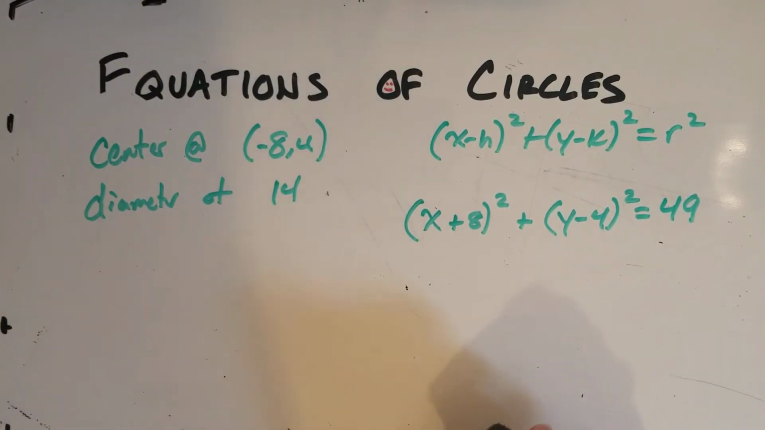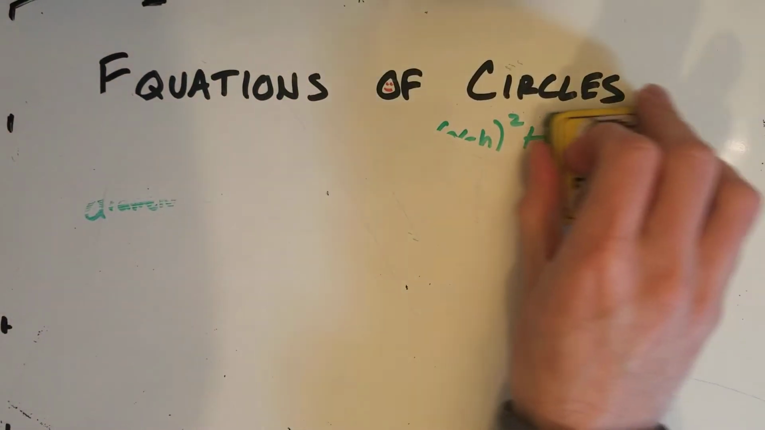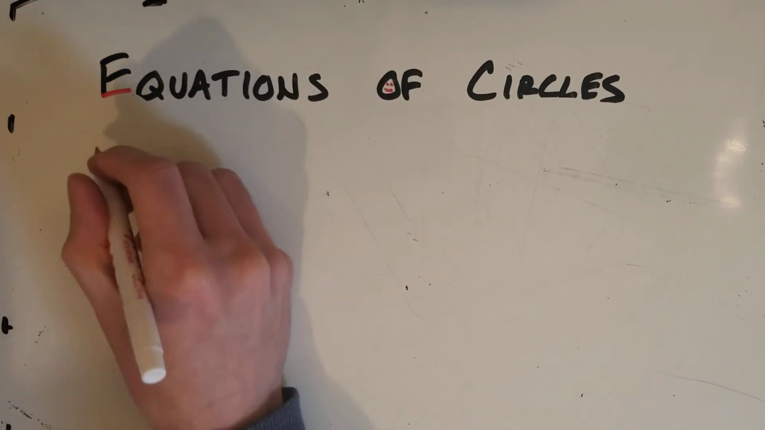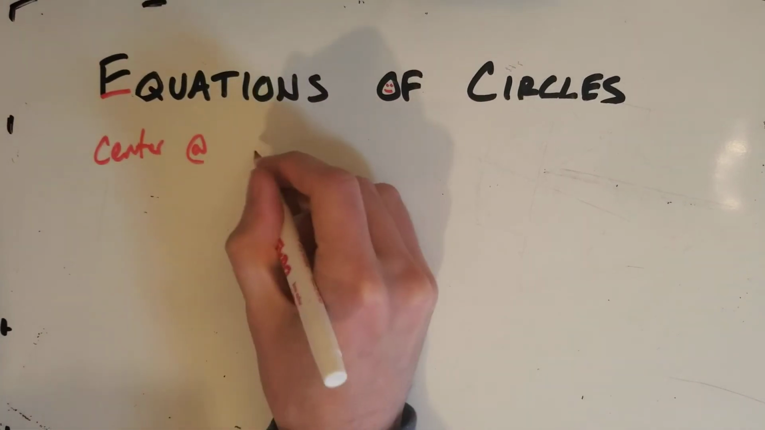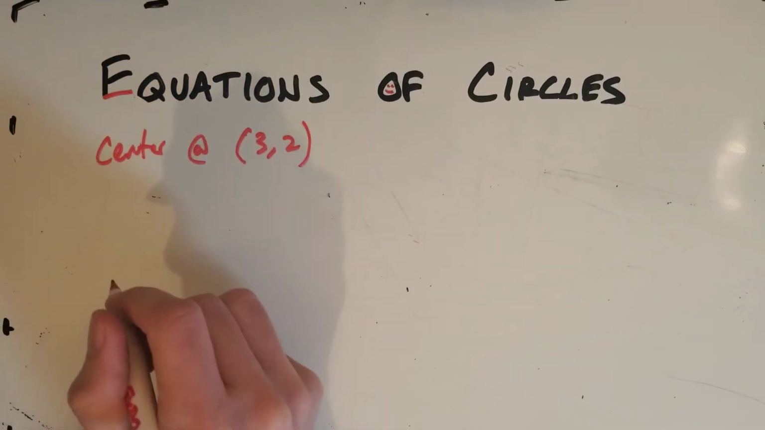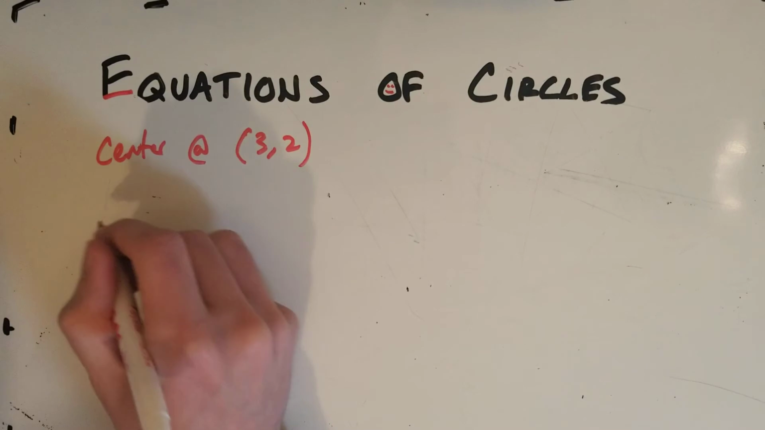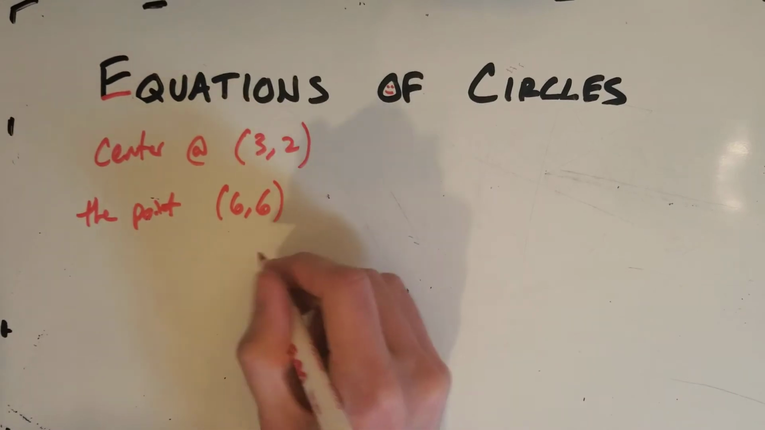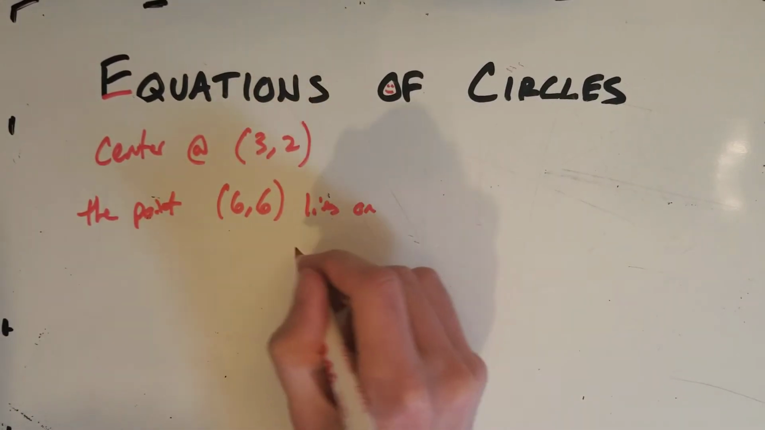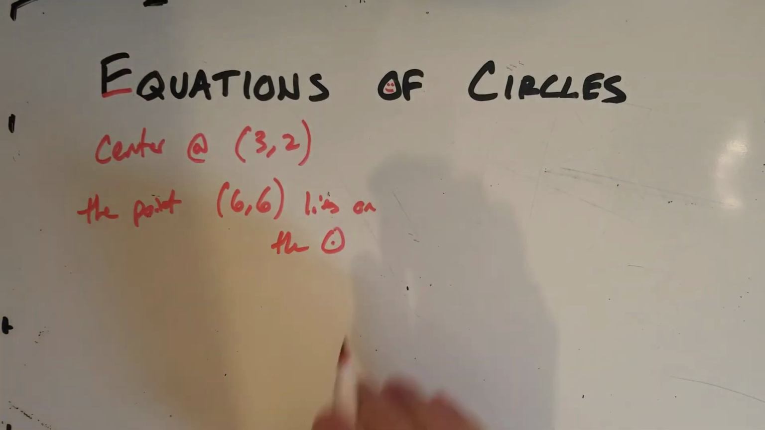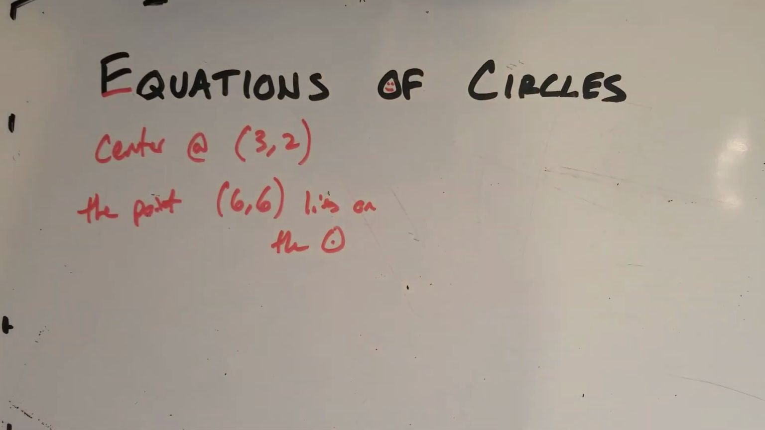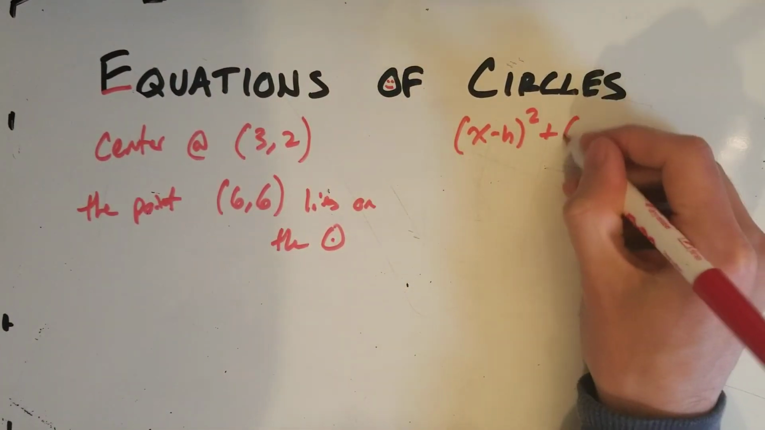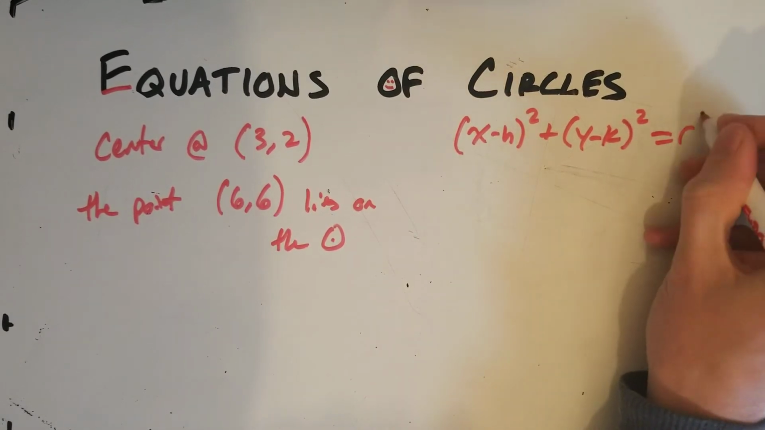We're going to be given some different pieces of information. Let's say we have a circle with a center at 3, 2, and we're given that the point 6, 6 lies on the circle. So we know 6, 6 is a point on the circle, and we want to write an equation in our standard form: (x minus h) squared plus (y minus k) squared equals the radius squared.